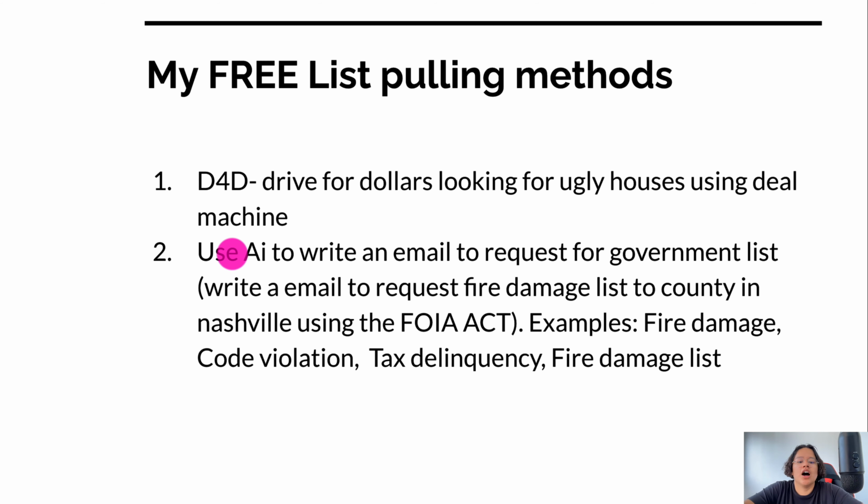Right, so you can actually write an email to request a fire damage list to the county in Nashville using the FOIA Act. So this is just an example. You want to request this list in your market. So wherever you are, Nashville, Fort Worth, wherever your market is, you want to reach out to the county, send them an email, and you want to request the fire damage, the code violation, and the tax delinquent list.